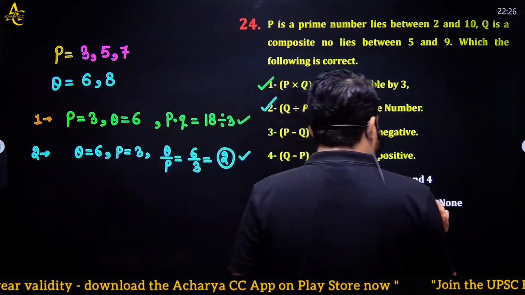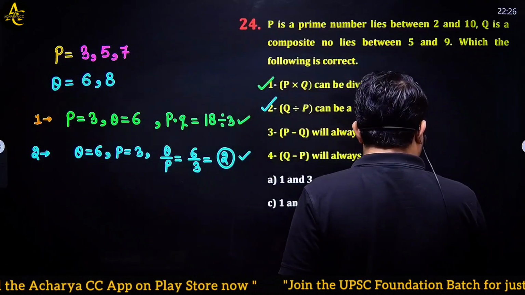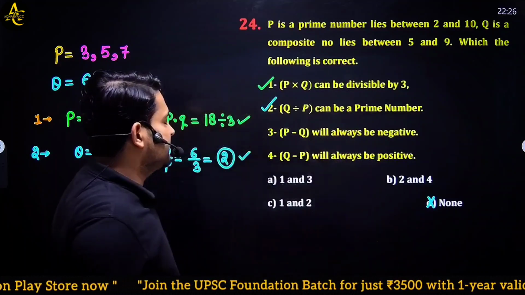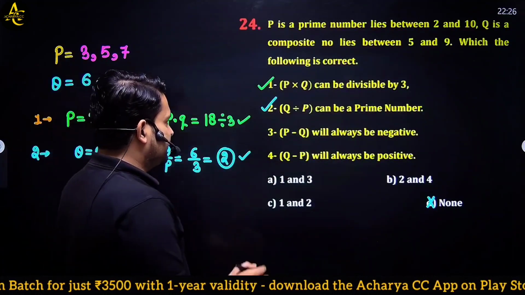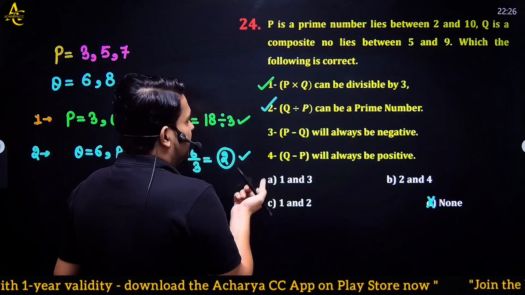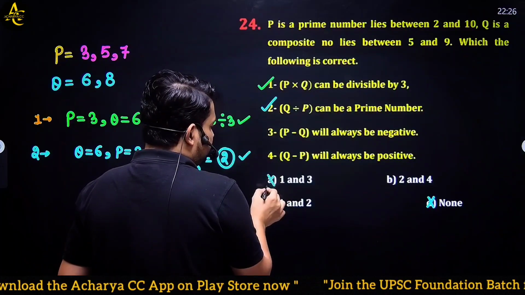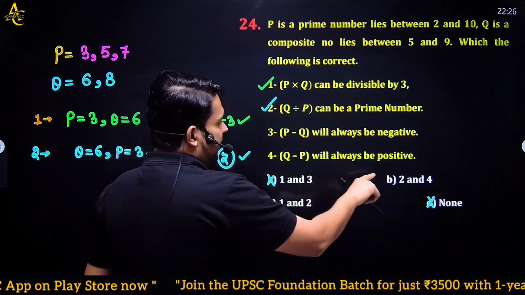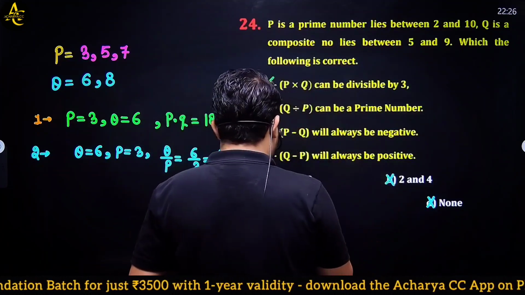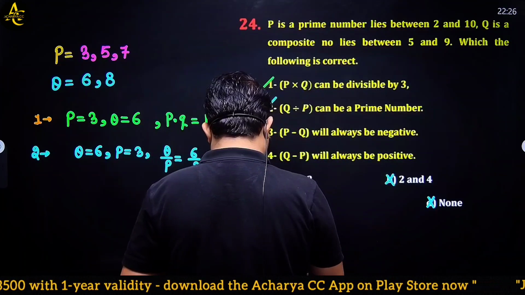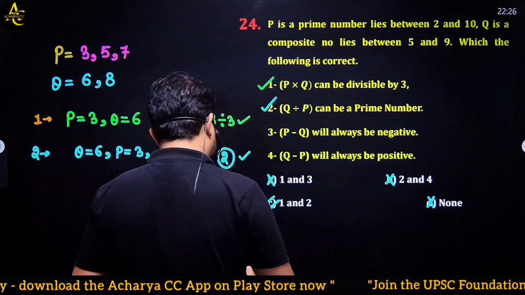So none is not my answer, because it says that all the statements are not correct, but I have two statements correct. The first answer says that first and third are correct, as I have solved them. Second is also correct. Second and fourth says that first is not correct, which is also wrong. So first and second will be my answer. But I will solve this question completely.